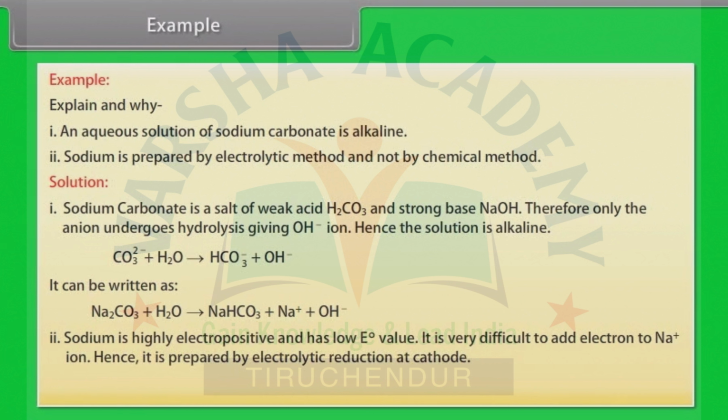Sodium is highly electropositive and has low E0 value. It is very difficult to add electron to Na+ ion. Hence, it is prepared by electrolytic reduction at cathode.